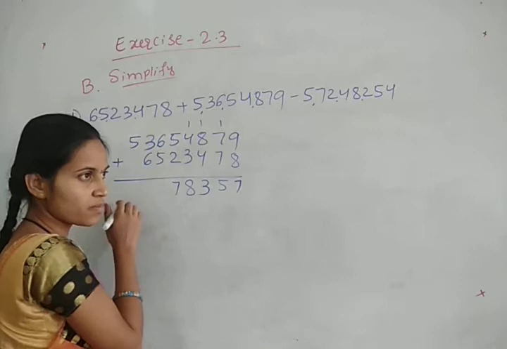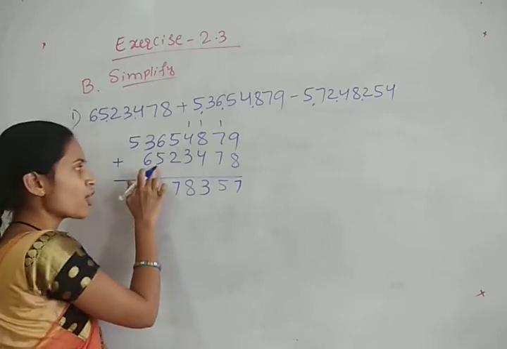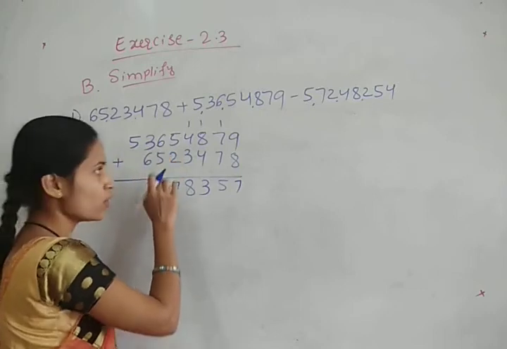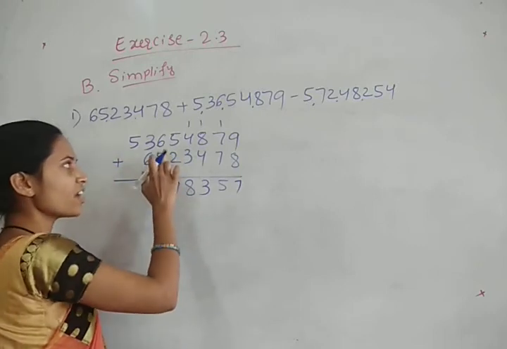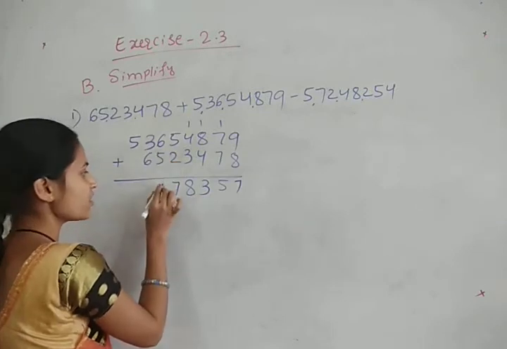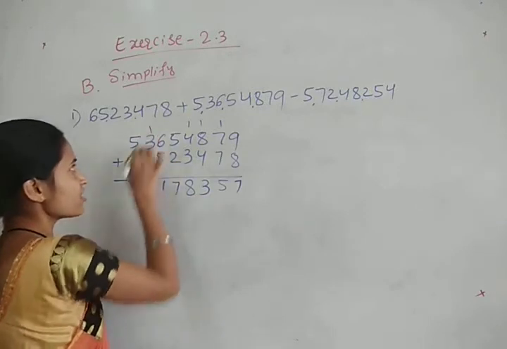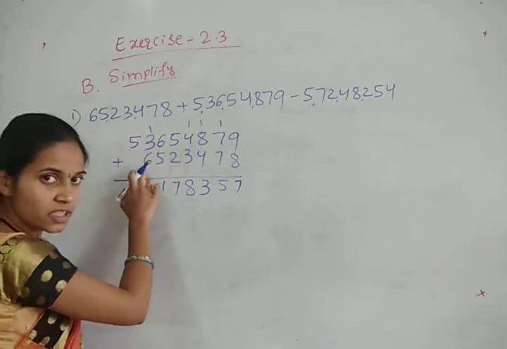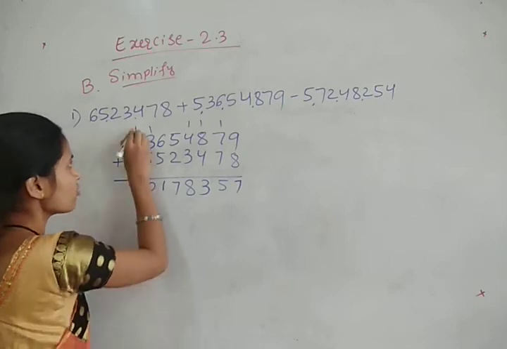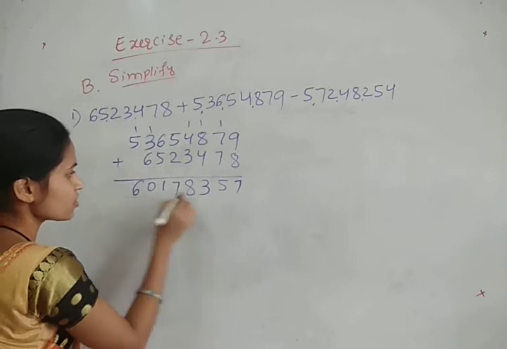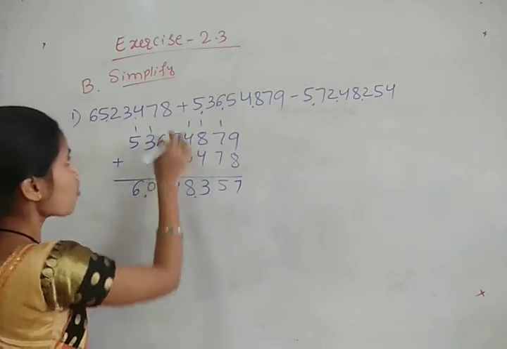6 plus 5: 5 plus 5 is 10, but 6 is 1 greater than 5, so to 10 if I add 1 extra, I get 11. Write 1, take 1 as a carry. Now 3 plus 1 is 4. 4 plus 6 becomes 10. I will write 0, take 1 as a carry. Now 5 plus 1 is 6. So this is the sum of these two numbers.